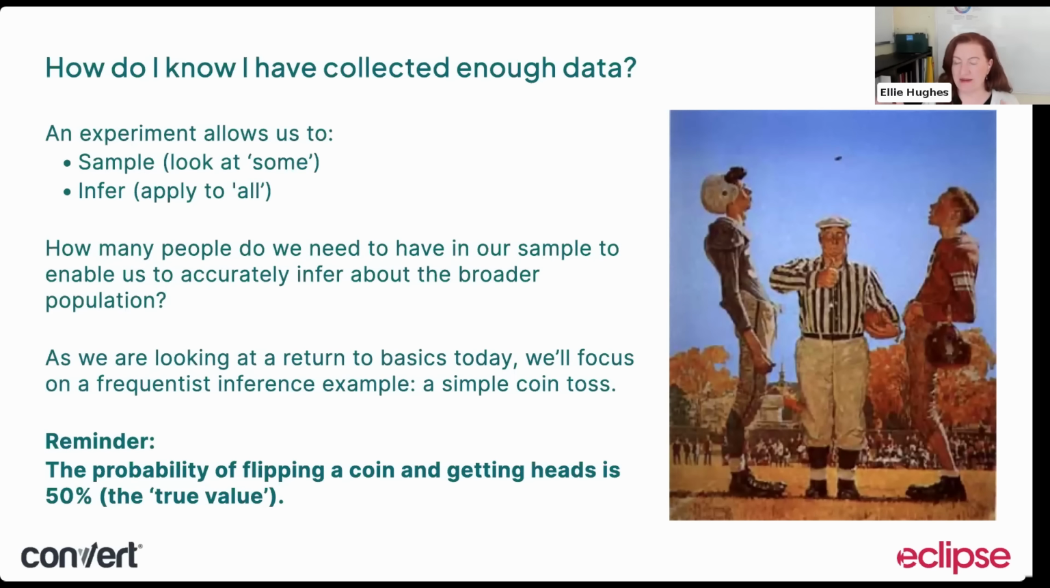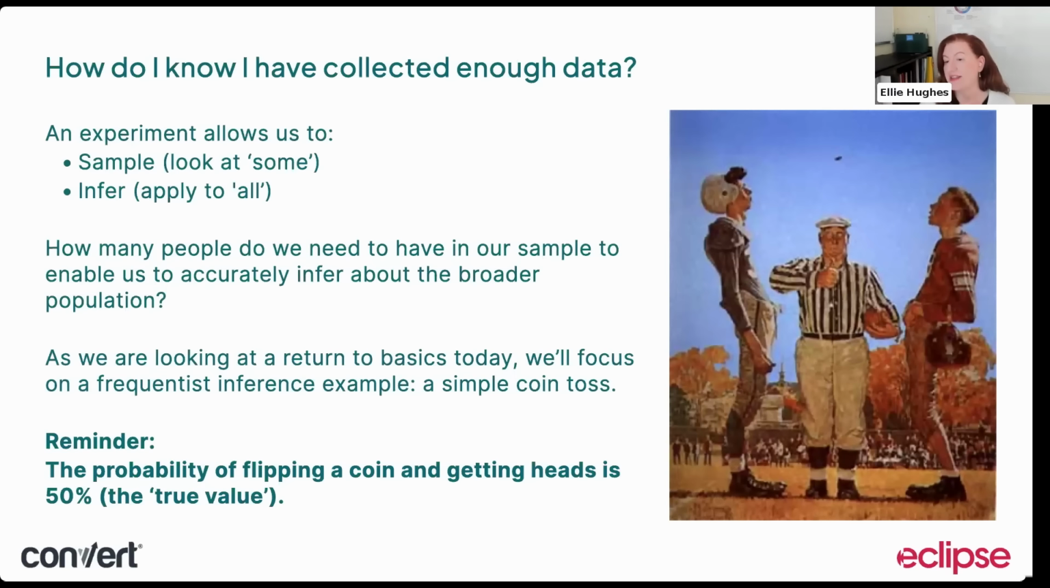Year on year, we're all being affected by AI affecting our search results, how often we come up in search results and our volumes of traffic. Well, that will be influencing our control and our challenger equally. So how many people do we need to have in our sample to enable us to accurately infer about the broader population? So we're doing a bit of a return to basics today.